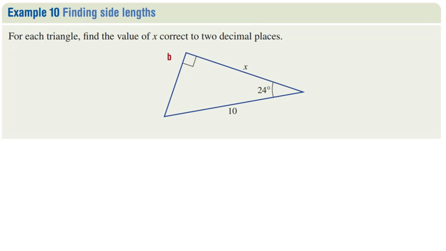Example number 2. All right, first step, label the triangle. So we've got our given sides are our hypotenuse and adjacent. Then decide if we're going to use SOH, CAH, or TOA. So this one we've got A and H. So we're going to use the cos formula.